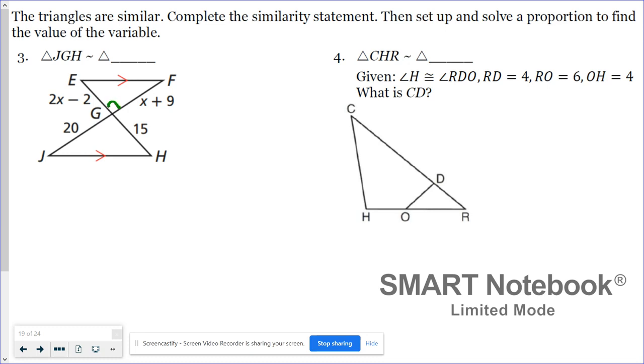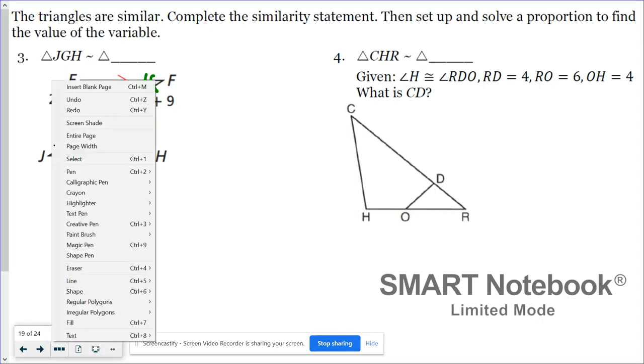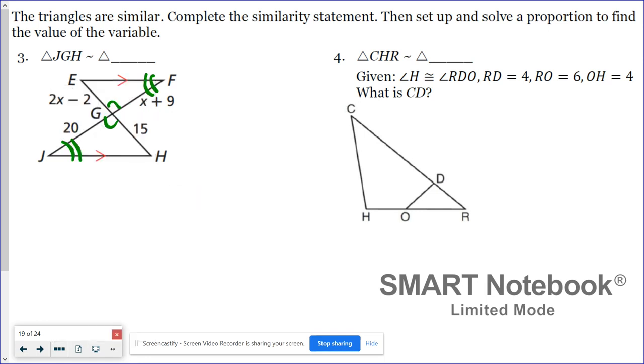So I've got my vertical angles, of course, which I know are congruent. And then those red arrows are indicating that the sides are parallel. So then I have alternate interior angles that are congruent, okay? So I can create a proportion where I have triangle JGH on top. What would be the name of the triangle that it's similar to?